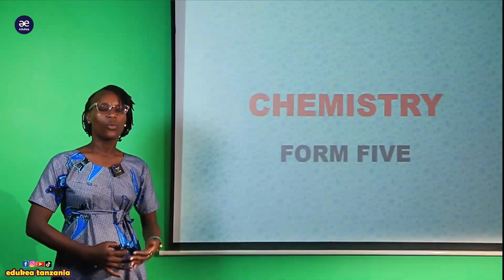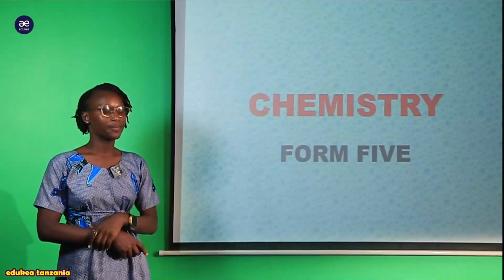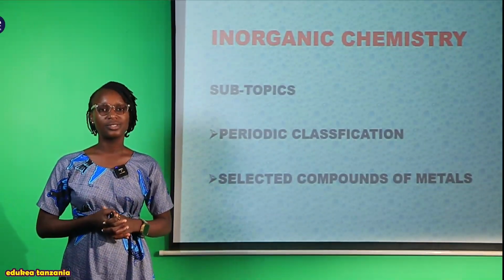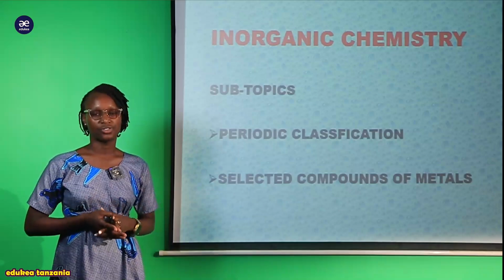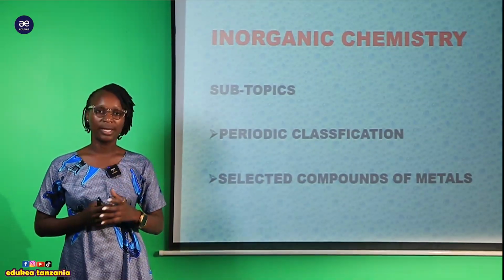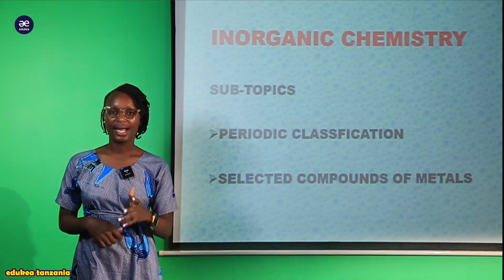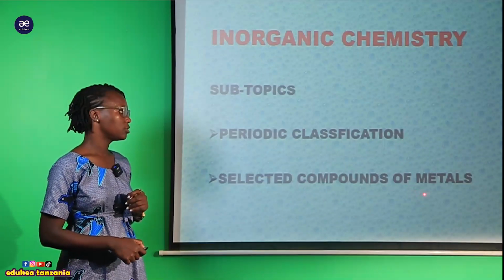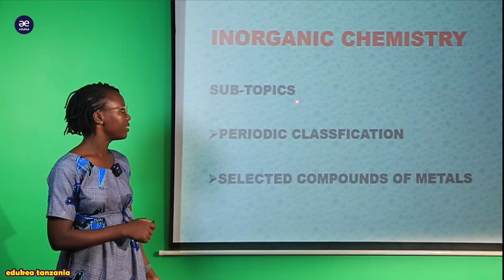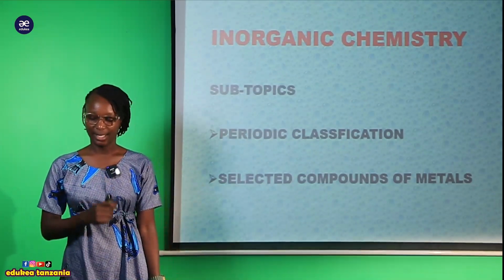And here we have our chemistry subject and our class level is Form 5. My students, we are going to start our new topic which is known as Inorganic Chemistry. And inorganic chemistry consists of two main subtopics. The first one is the periodic classification, and the second one is selected compounds of metal. So this is our coverage, or these are the main concepts we are required to cover in inorganic chemistry.